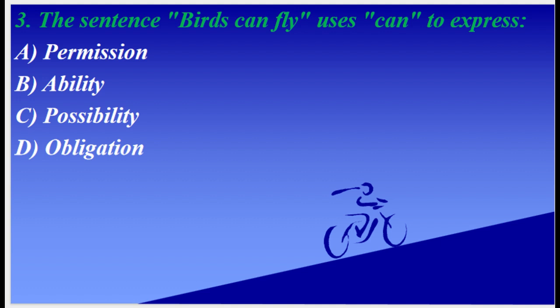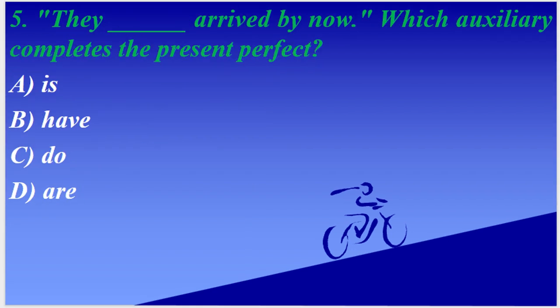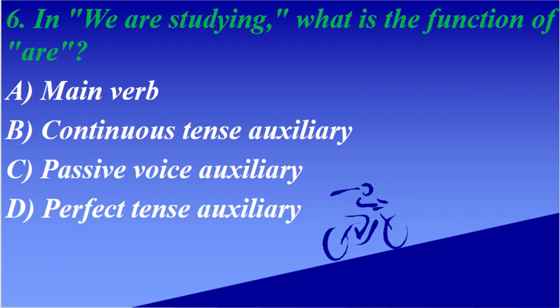4. Which option uses a modal auxiliary? A. She is singing. B. They have eaten. C. He must leave now. D. I do understand. 5. They ___ arrived by now. Which auxiliary completes the present perfect? A. is, B. have, C. are. 6. In "We are studying," what is the function of "are"? A. main verb, B. continuous tense auxiliary, C. passive voice auxiliary, D. perfect tense auxiliary.